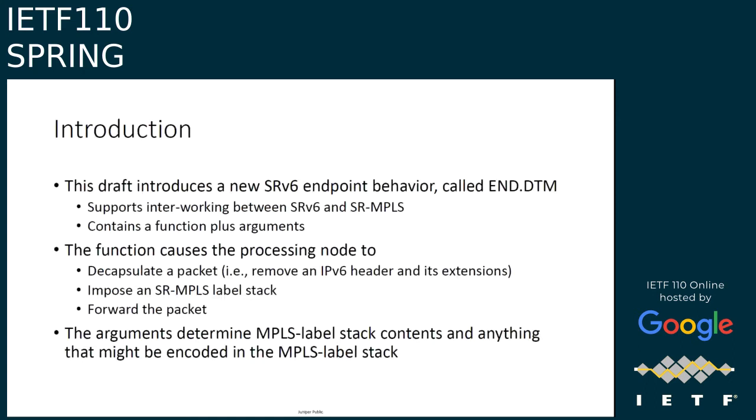This draft introduces a new SRv6 endpoint behavior called EndDTM. It's for interworking between SRv6 and SR-MPLS. Like any endpoint behavior, it contains a function plus arguments. The function causes the processing node to de-encapsulate a packet, that is, to remove the IPv6 header and all its extensions, to impose an SR-MPLS label stack, and to forward the packet as per the MPLS label stack. The arguments determine the label stack contents and anything that might be encoded in the label stack. Next slide.